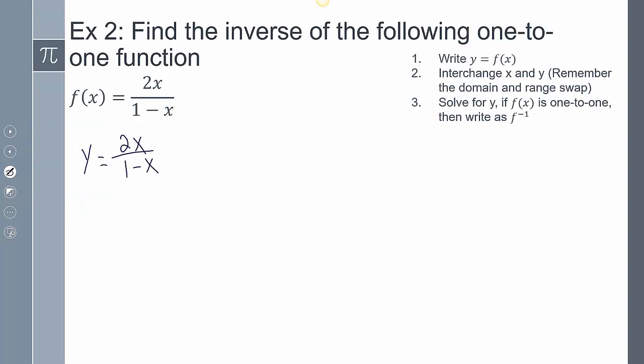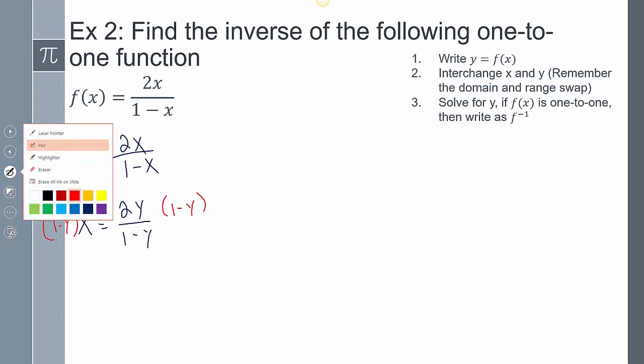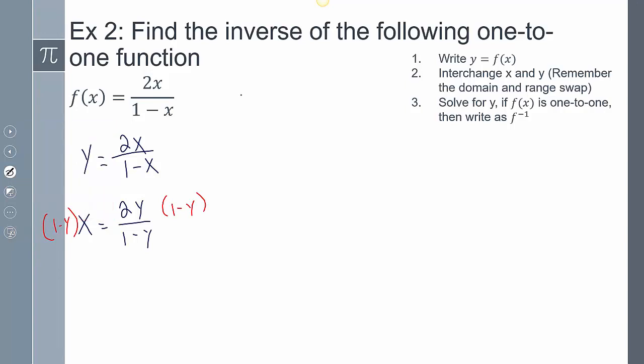Okay, interchange my x's and y's, so I get x equals 2y over 1 minus y. And now I need to solve for y. Well, I have y in the denominator, so we have to get it out of the denominator first. So I'm going to multiply both sides by 1 minus y. So now if I do that, I get (1 minus y) times x equals 2y, because they cancel out there.